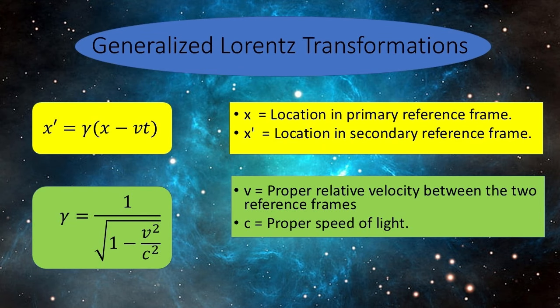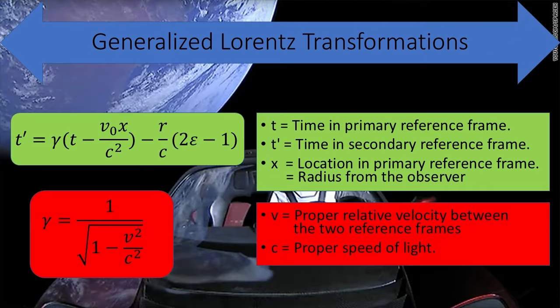The spatial component of the Lorentz transformation remains unaltered. The time component, however, is adjusted by adding the distance term along with the epsilon term, such that you end up subtracting from the standard Lorentz transformation r over c times 2 epsilon minus 1, meaning that this change reduces to minus r over c when epsilon equals 1, 0 when epsilon equals 1/2, resulting in the standard Lorentz transformation, and reduces to plus r over c when epsilon equals 0.